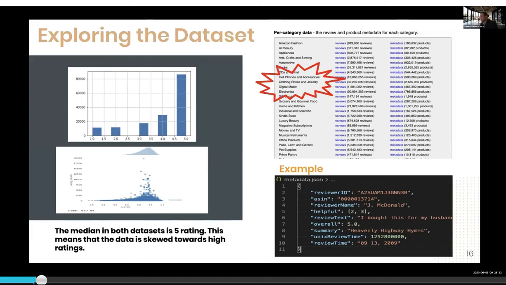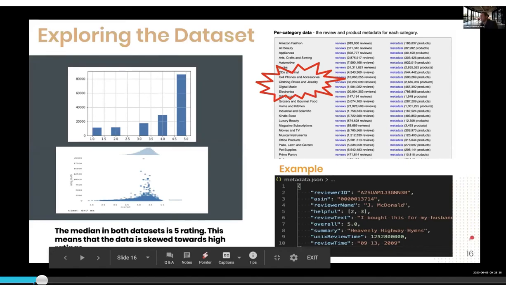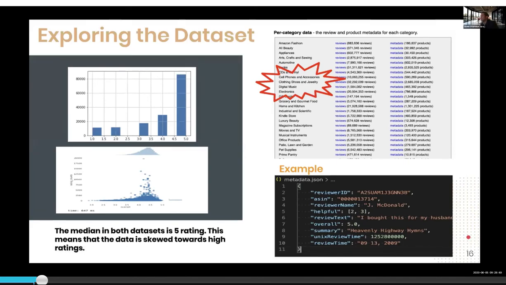The example reviews data has a typical review ID, a product ID, the reviewer's name, and helpfulness votes, which is how many times someone actually clicked that the review is helpful. We have the actual review text, the overall rating, a summary of the review, as well as the time that it was recorded at.